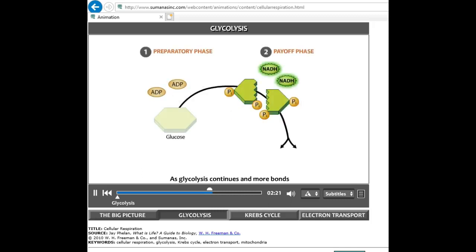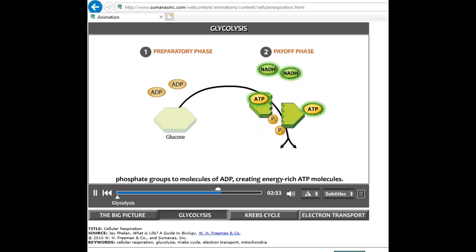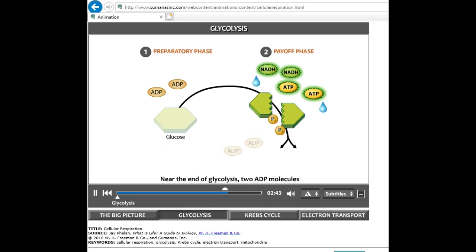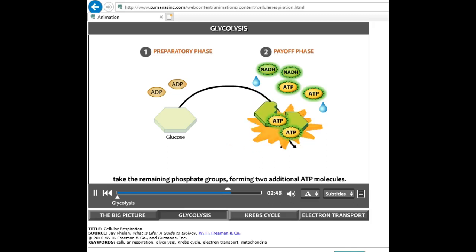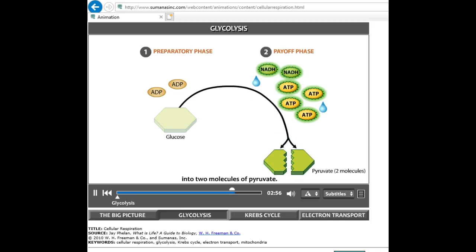As glycolysis continues and more bonds from the 2 halves of glucose are broken, the energy released is quickly recaptured by attaching phosphate groups to molecules of ADP, creating energy-rich ATP molecules. 2 molecules of water are also produced during glycolysis. Near the end of glycolysis, 2 ADP molecules take the remaining phosphate groups, forming 2 additional ATP molecules. By the end of glycolysis, a molecule of glucose has been broken down into 2 molecules of pyruvate.